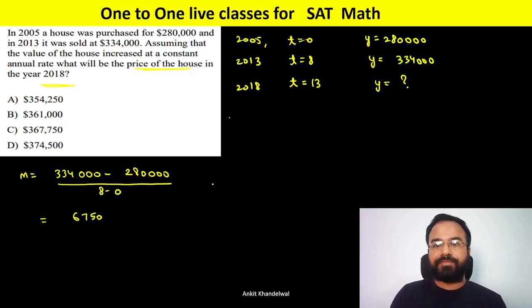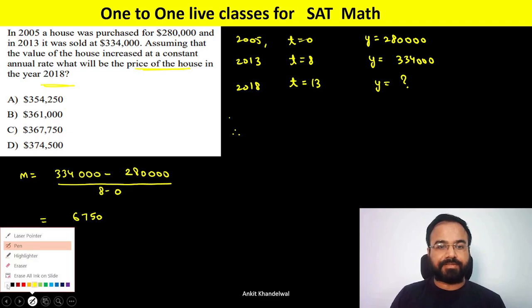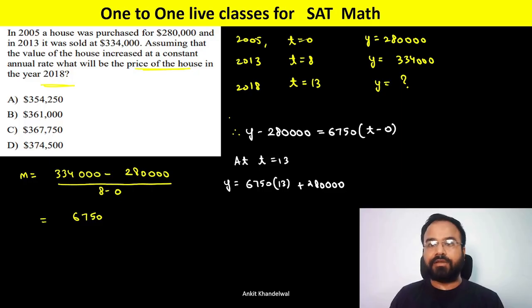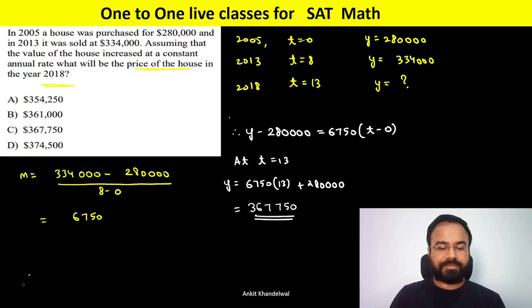Now we want the equation. We can write the equation as y minus y1 is equal to slope times t minus t1. t1 is 0 over here. It is asking when t is 13, what will be the answer? So at t is equal to 13, you can put the 13 over here. So y will be equal to 6750 times 13 plus 280,000. So this will come out to be 367,750. So option C is the correct answer for this.